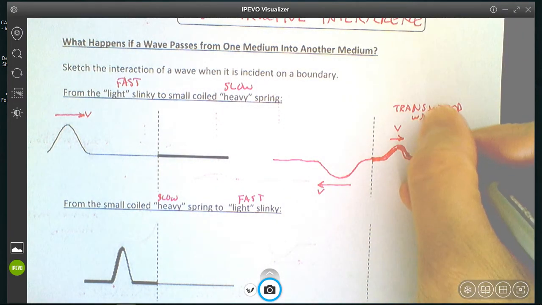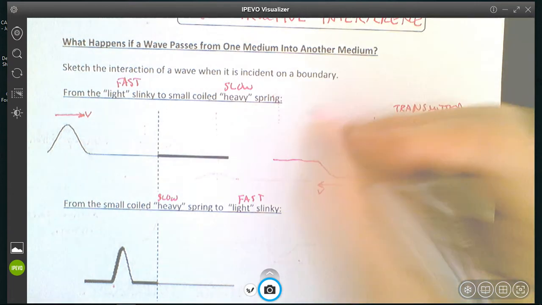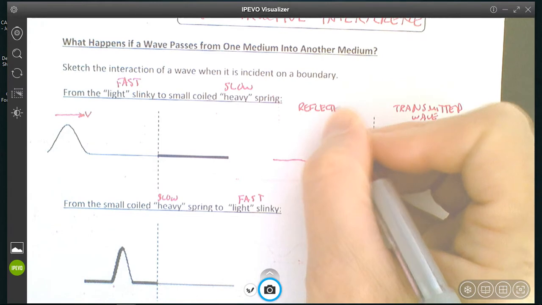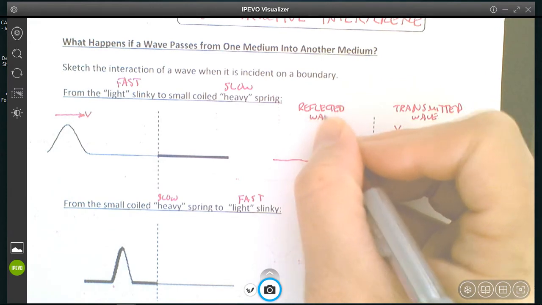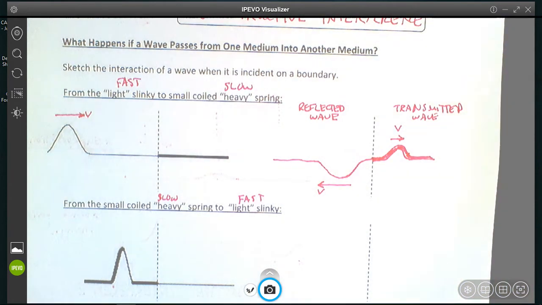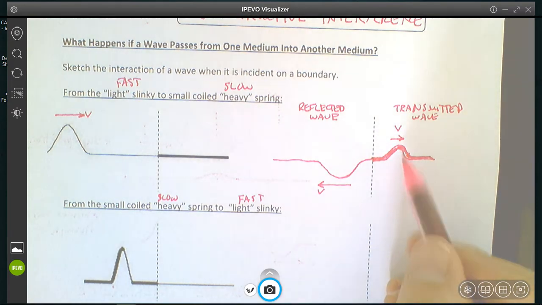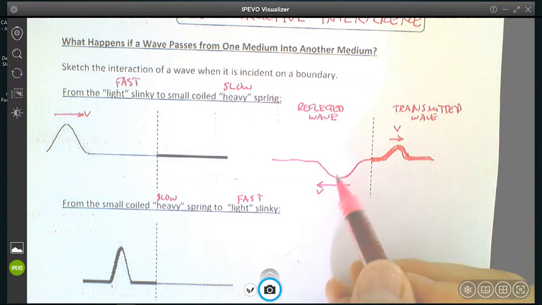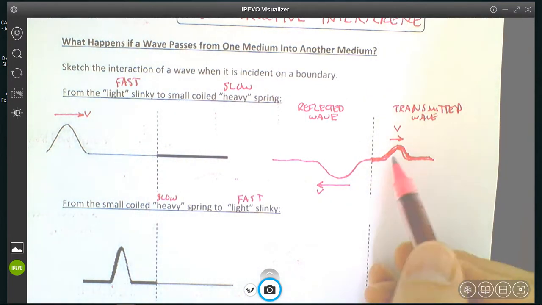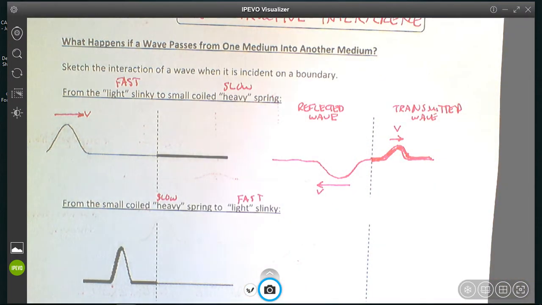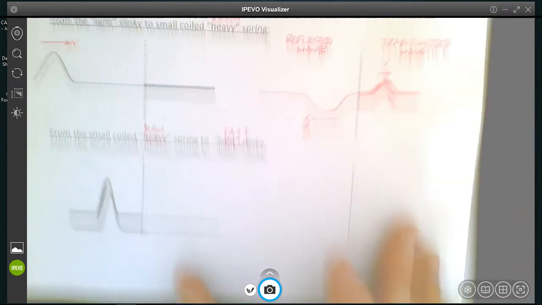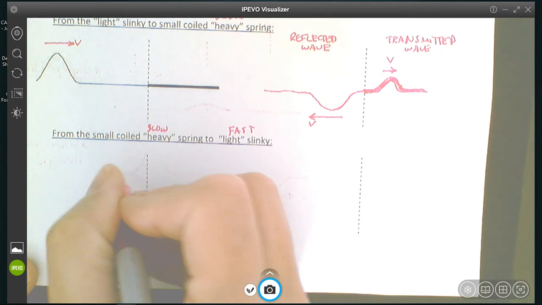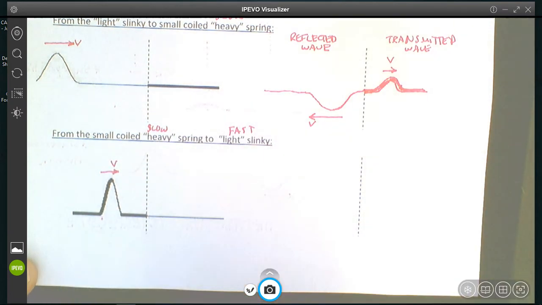Transmitted wave. And here is the reflected wave. Now the transmitted wave transmits through slower with a smaller amplitude, and the reflected wave transmits back at the same speed as the original wave and a little bit smaller. The two energies will add up to the original energy if there's no loss due to friction, sound, all that kind of stuff.